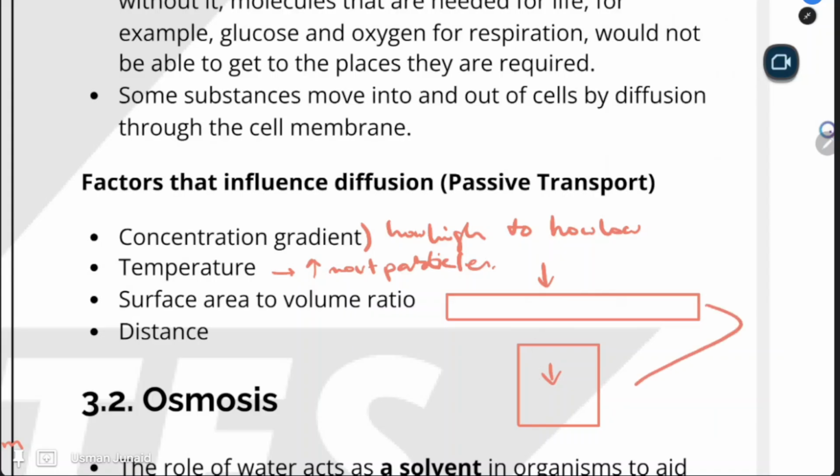Even though the volume of these two might be the same, if there is an increased surface area, there is more possibility of diffusion, right? Compared to just this.